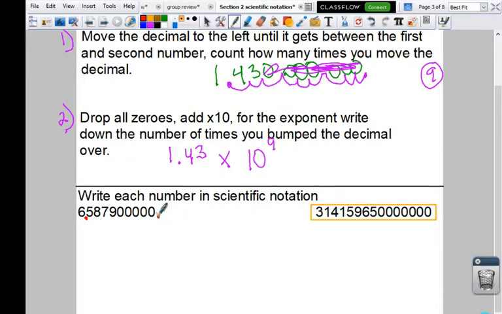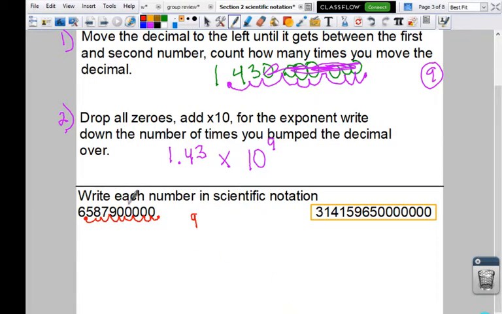So I need to count how many places I need to go over to get between the first and the second. And that is going to be 1, 2, 3, 4, 5, 6, 7, 8, 9. So that was 9. I'm going to write it down so I don't forget it. It just happened to be the same as last time. That number will change on different problems. So that was my first step: move your decimal between the first two and count how many times you moved it over. So I moved it 9 times.